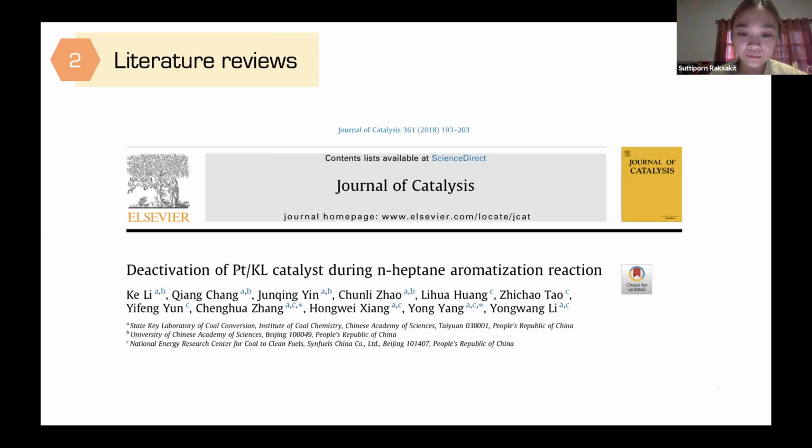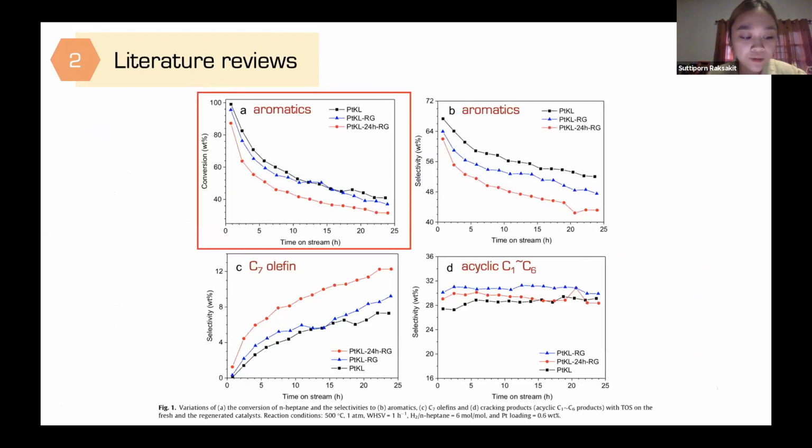Next, literature review. This paper focuses on the deactivation of platinum supported on zeolite KL during the n-heptane aromatization reaction. You can see from figure A that the conversion of n-heptane significantly decreased, meaning the activity of the catalyst decreased, which was caused by deactivation. But after regeneration, the activity of the used catalyst was recovered substantially. Figure B shows that the selectivity of aromatics decreased significantly with time on stream, while in figure C the selectivity of olefin increased, and figure D shows the selectivity of hydrogenolysis products, which is relatively constant.